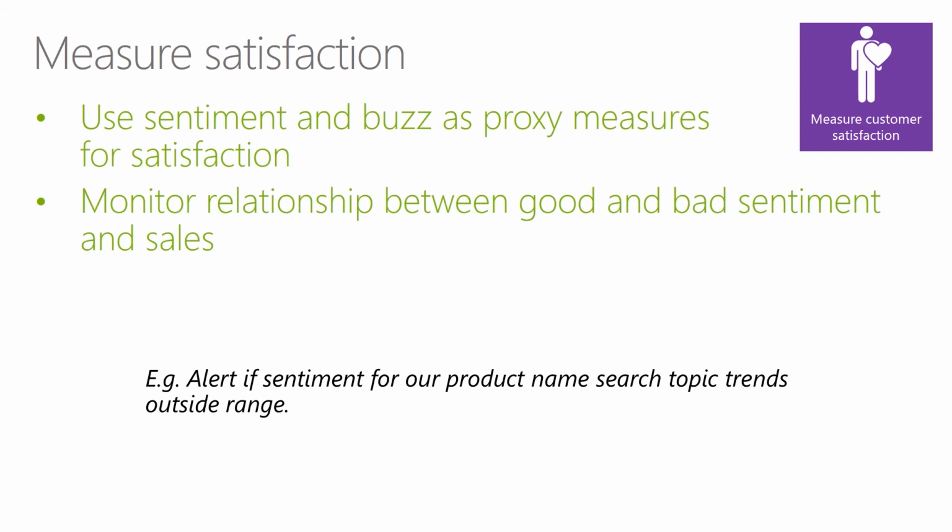We'd like to measure satisfaction with the social influence. We want to have alerts set up based on our product names or specific search topics so that we can get information if some trends are changing, is sentiment having a large amount of fluctuation that we need to keep in mind. We need to use that sentiment and buzz as measures for satisfaction, and then we can monitor the relationship between the good and bad sentiment that goes along with the sales, and hopefully that good sentiment increases our sales. That bad sentiment we can have an alert for and go in and stop that bad sentiment and do a course correction.